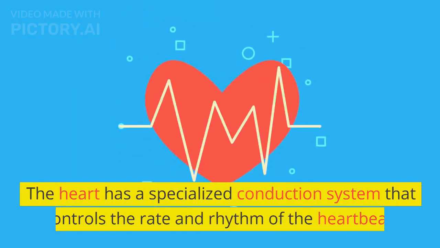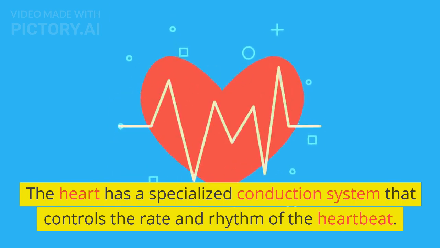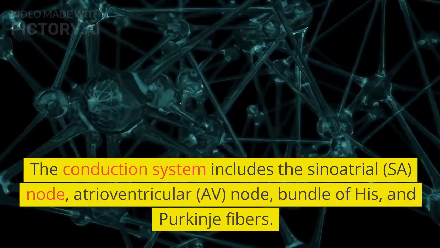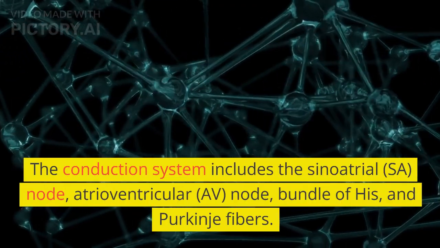The heart has a specialized conduction system that controls the rate and rhythm of the heartbeat. The conduction system includes the sinoatrial SA node, atrioventricular AV node, bundle of His, and Purkinje fibers.